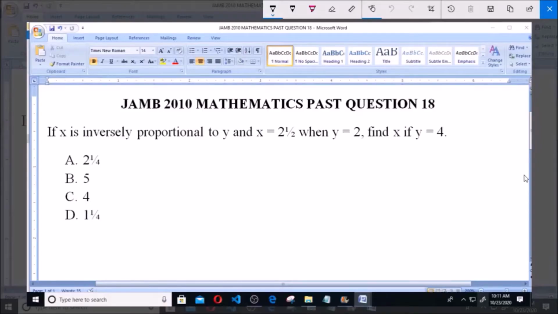I'll be answering JAMB 2010 Mathematics Past Question 18. If x is inversely proportional to y and x is equal to 2.5 when y is equal to 2, find x if y equals 4. Option A, 2 1/4. Option B, 5. Option C, 4. And option D, 1 1/4.